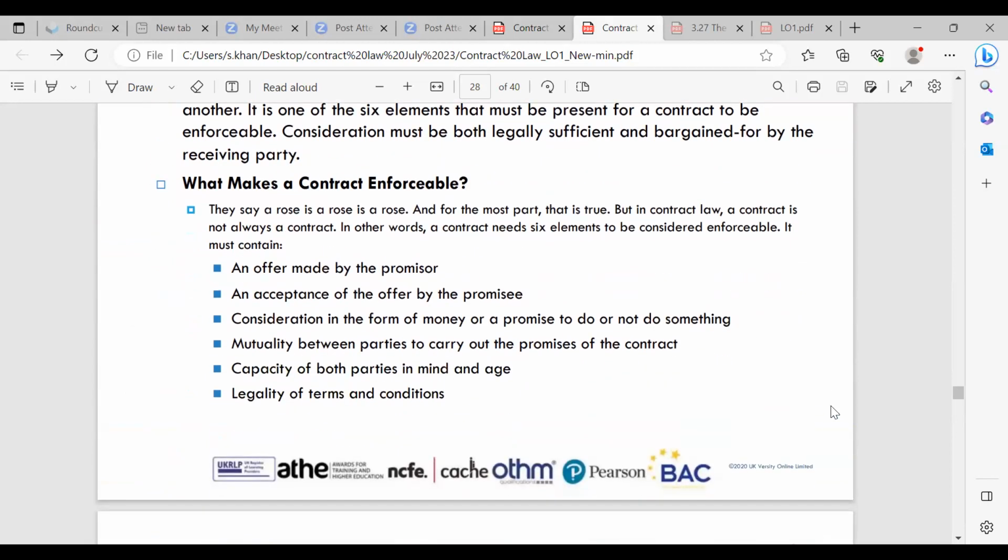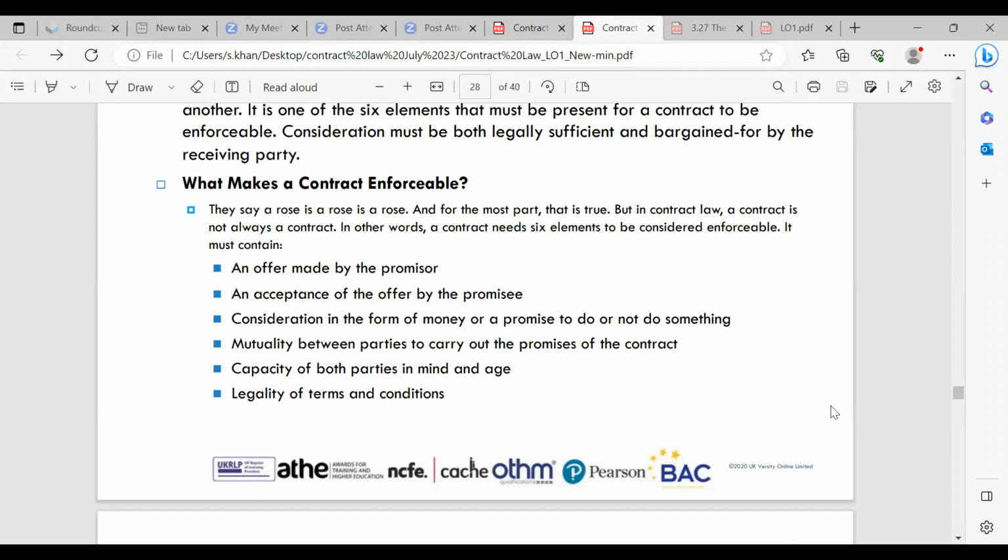They say a rose is a rose. They say a rose is a rose is a rose, and for the most part that is true. But in contract law, a contract is not always a contract. In other words, a contract needs 6 elements to be considered enforceable.